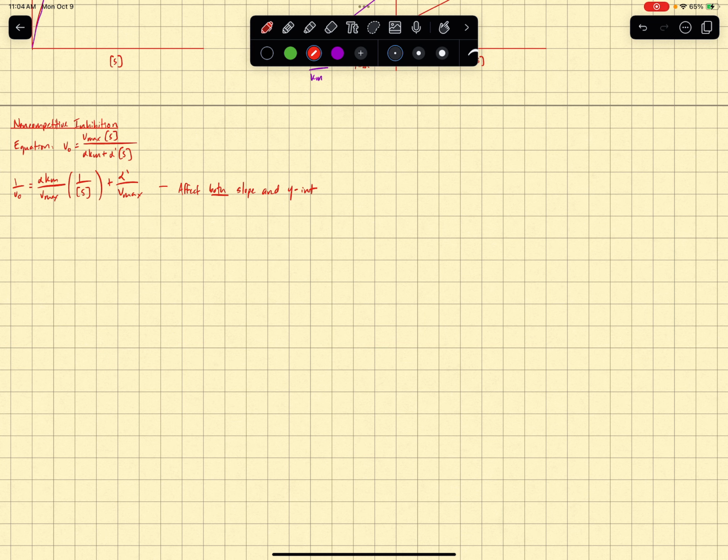And so that's pretty much all I wanted to talk about for just the inhibition types. And I'm going to pull up some of the problems here from the Action Center.